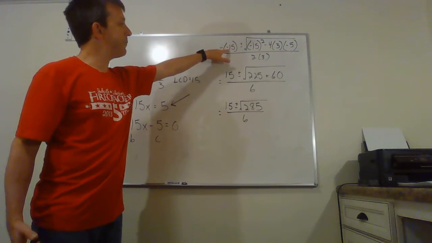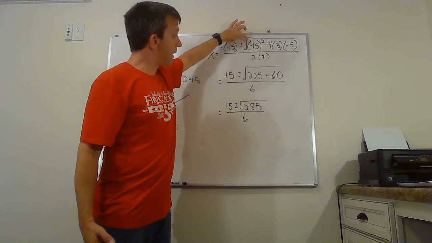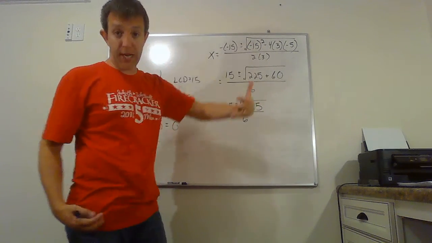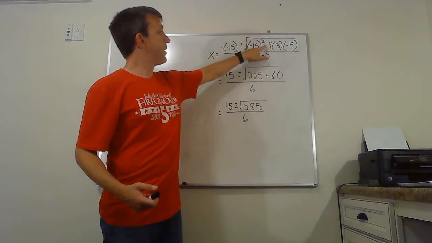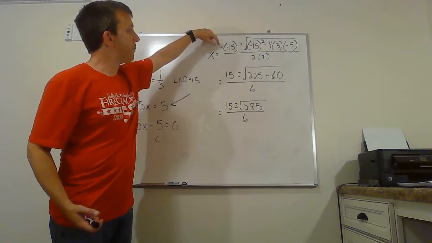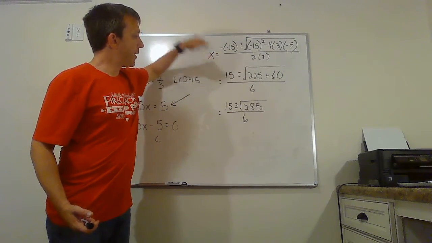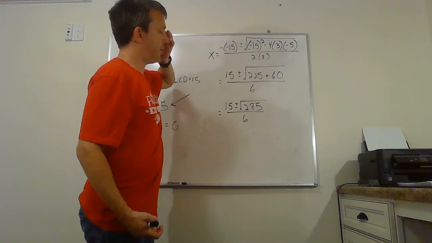Opposite of negative 15, because my b is negative 15, plus or minus b squared, again, in parentheses, so that when you use your calculator, you're going to get the positive 225 that you should there. Minus 4 times 3 times negative 5. All right, so I start cleaning it up. The opposite of negative 15 is a positive 15, plus or minus. There's my 225 that I just mentioned.